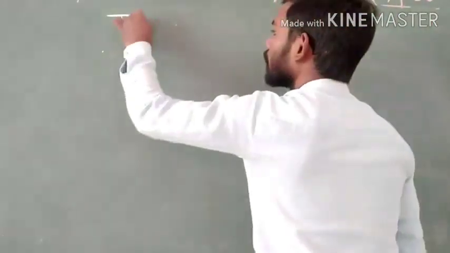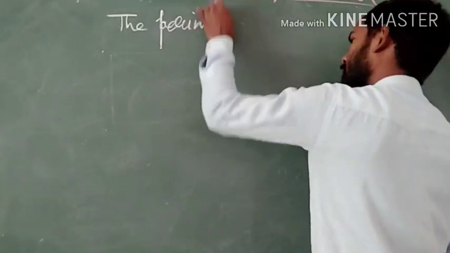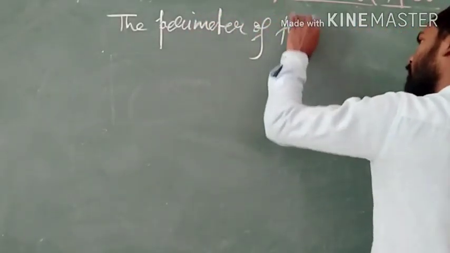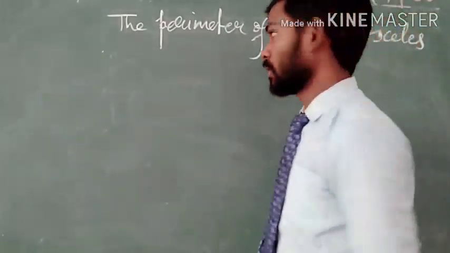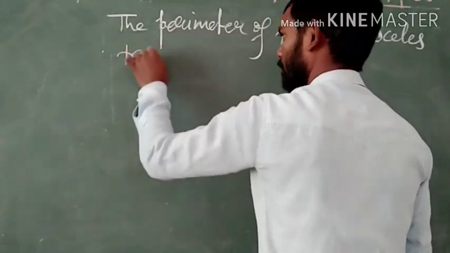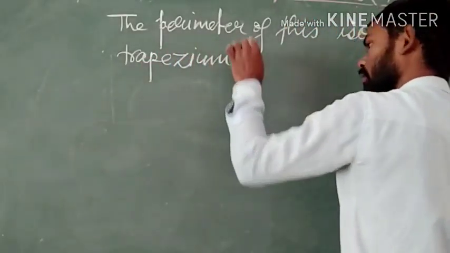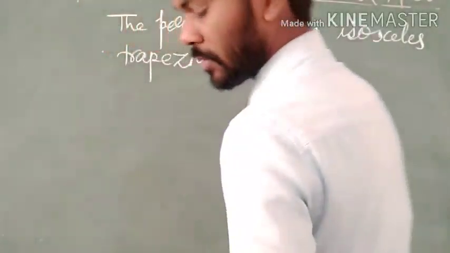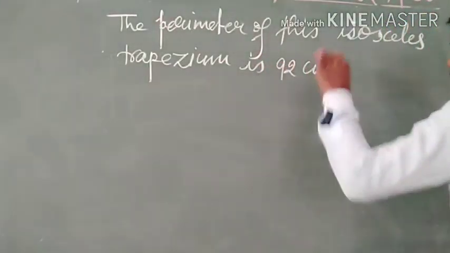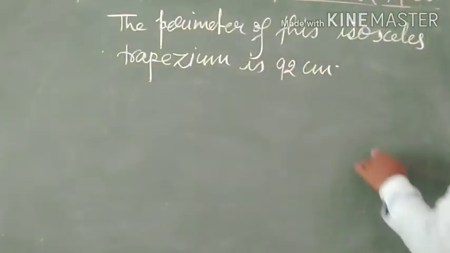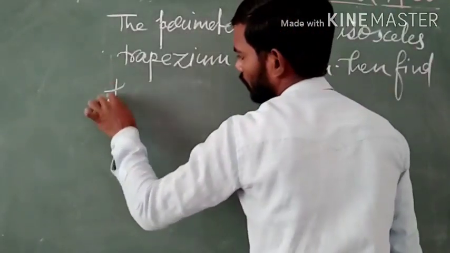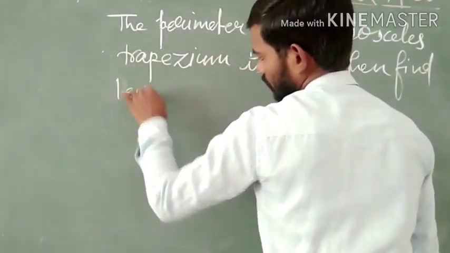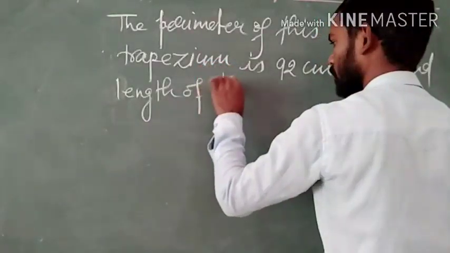Now let us see the next question. The perimeter of this isosceles trapezium is 92 centimeter. Then find the length of all its sides.